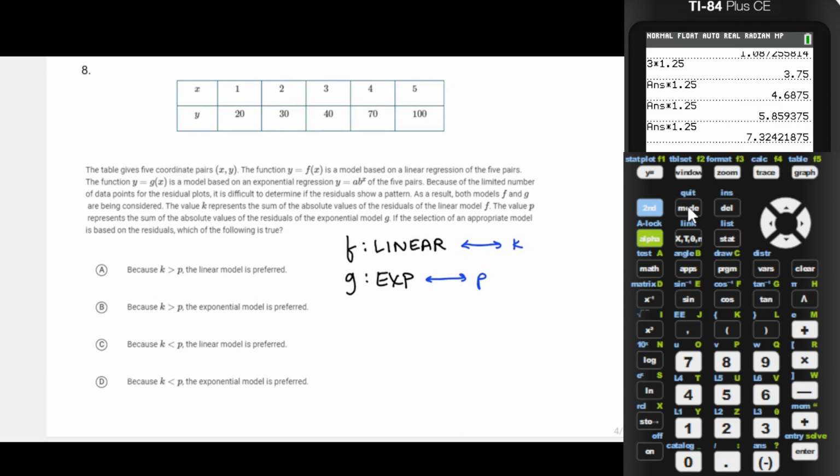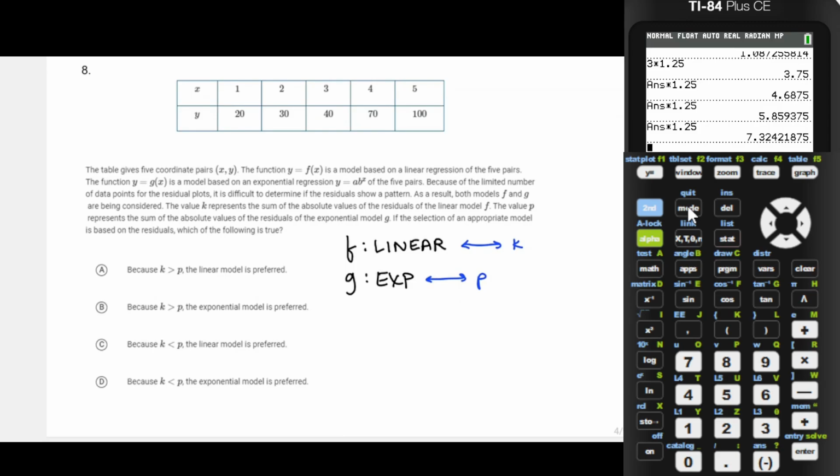If the selection of an appropriate model is based on the residuals, which of the following is true? All right. Now, knowing that the absolute value of the residual is the error, I feel like that means we would want to minimize the total amount of residual. So, no way they're going to actually have us compute this, right? Okay, let me look and see. Maybe 3 of these are logically impossible.